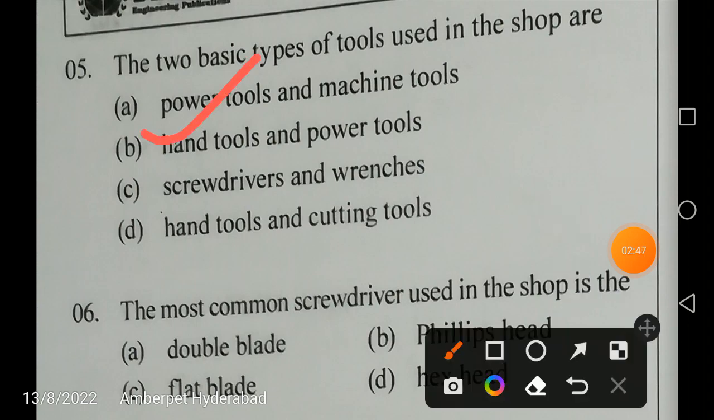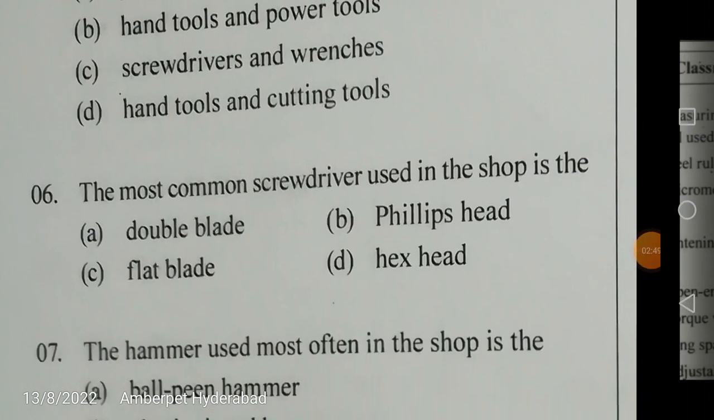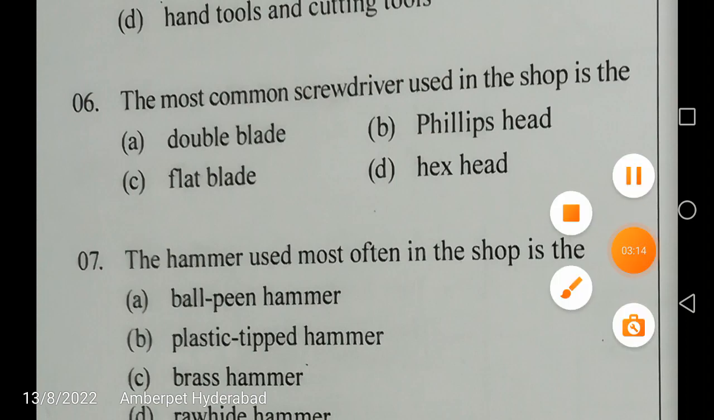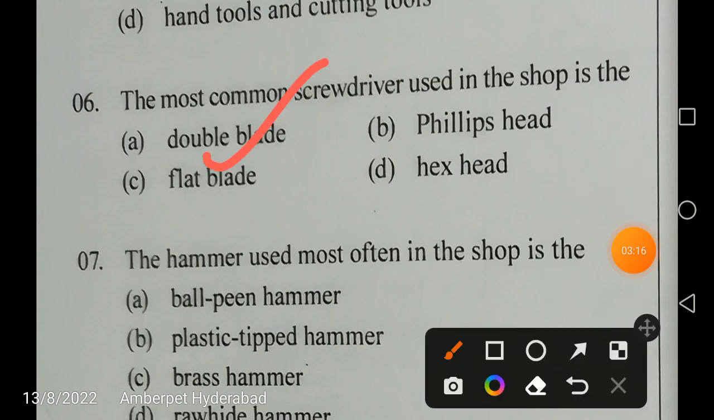That is your answer. Next, the most common screwdriver used in the shop is the flat blade, friends. The options are double blade, Phillips head, hexagonal head. No, this is actually your flat blade. I think we normally use these two types of screwdriver in our houses also, right? So the most commonly used screwdriver in the shop is the flat blade type.